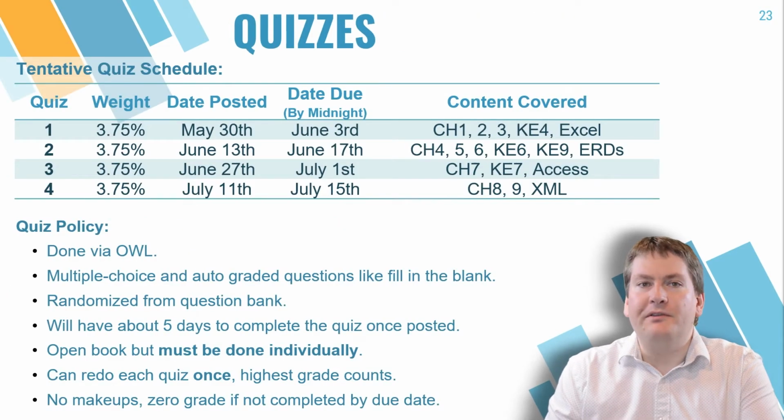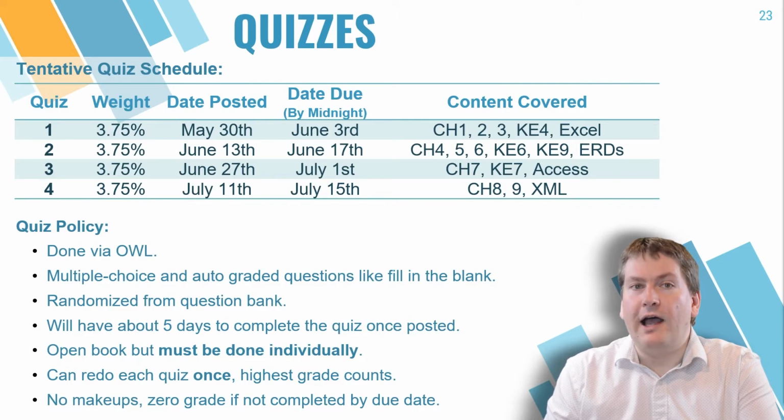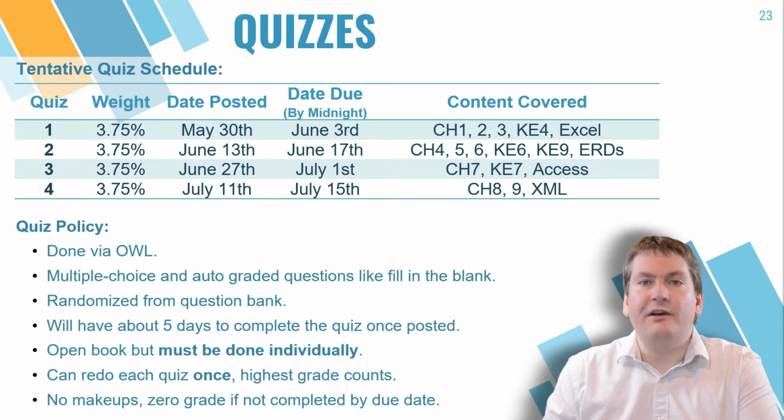So next up is quizzes, and there are going to be 4 of them, and they're going to be weighted equally, about 3.75% each. These will all be conducted online, done via OWL, Western's learning management system, and they are not going to be comprehensive. So they're only going to cover certain chapters that are listed up there in the table.